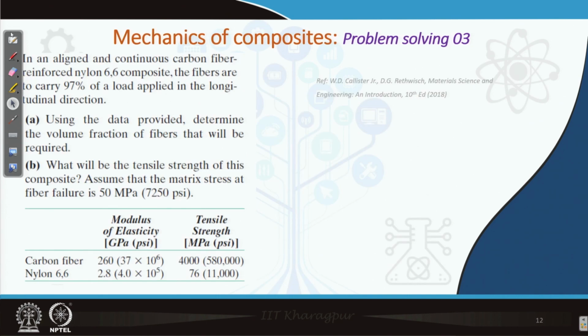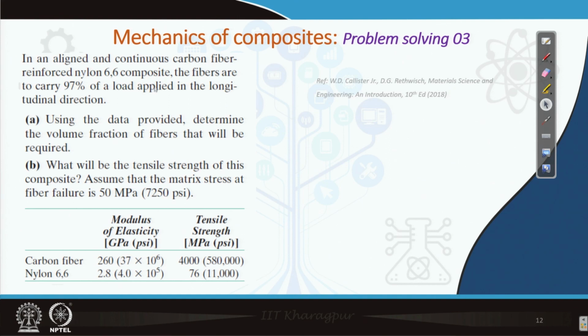This problem says that in an aligned and continuous carbon fiber reinforced nylon 6 composite, the fibers are to carry 97% of the load. And the data has been given: this value, 260, is basically the E of the fiber, EF, and this is EM. Similarly, sigma FU and sigma MU have been given. So, using the data provided, determine the volume fraction of the fibers that will be required.